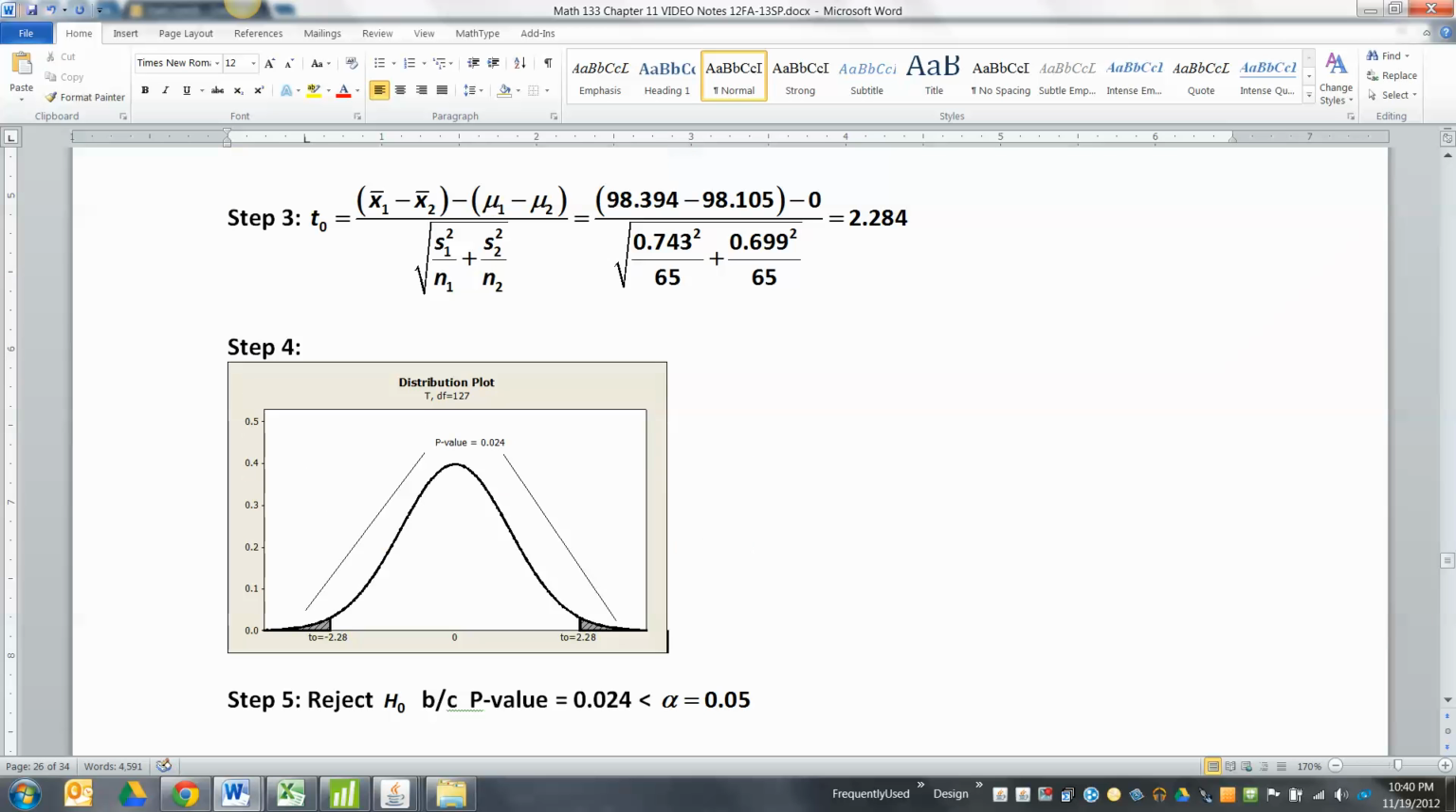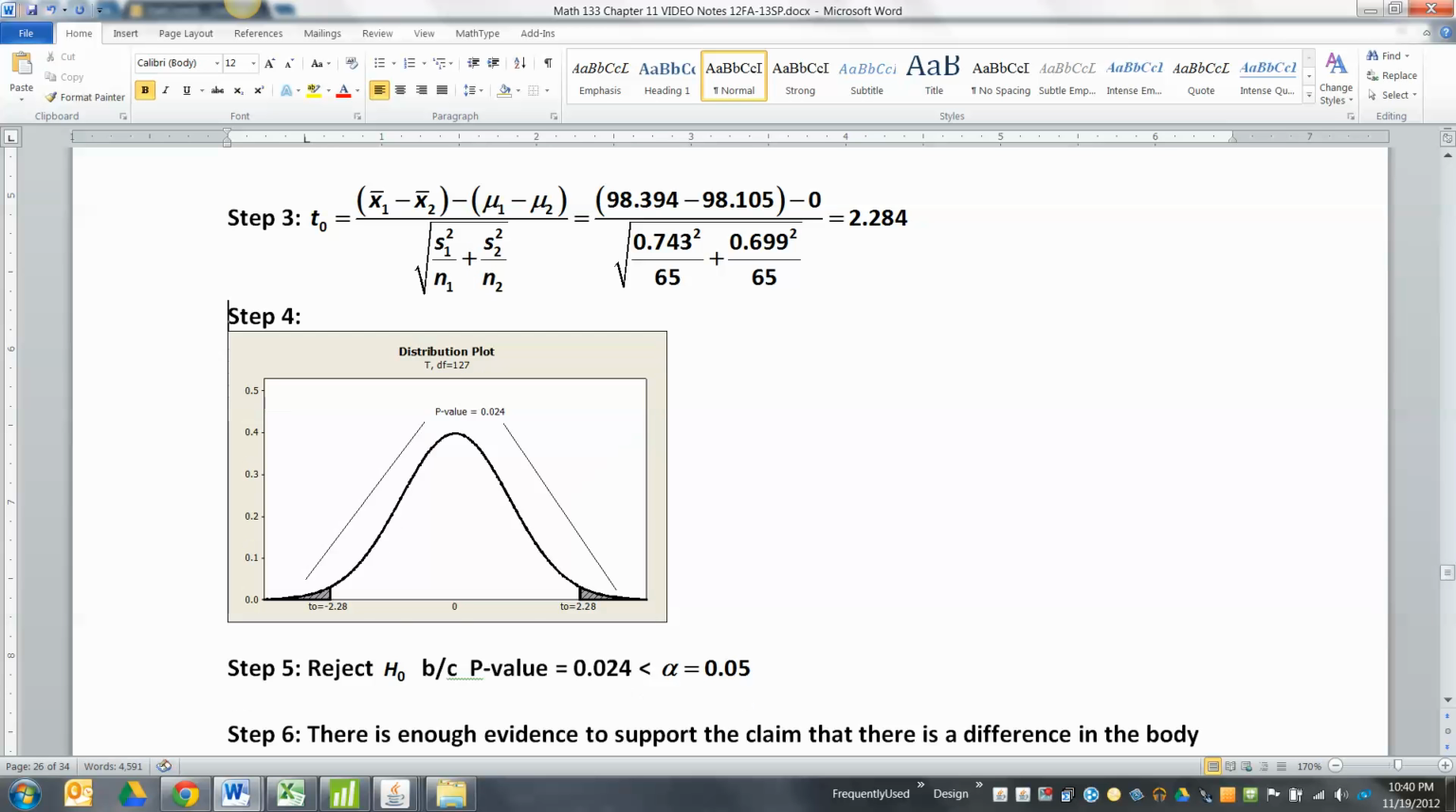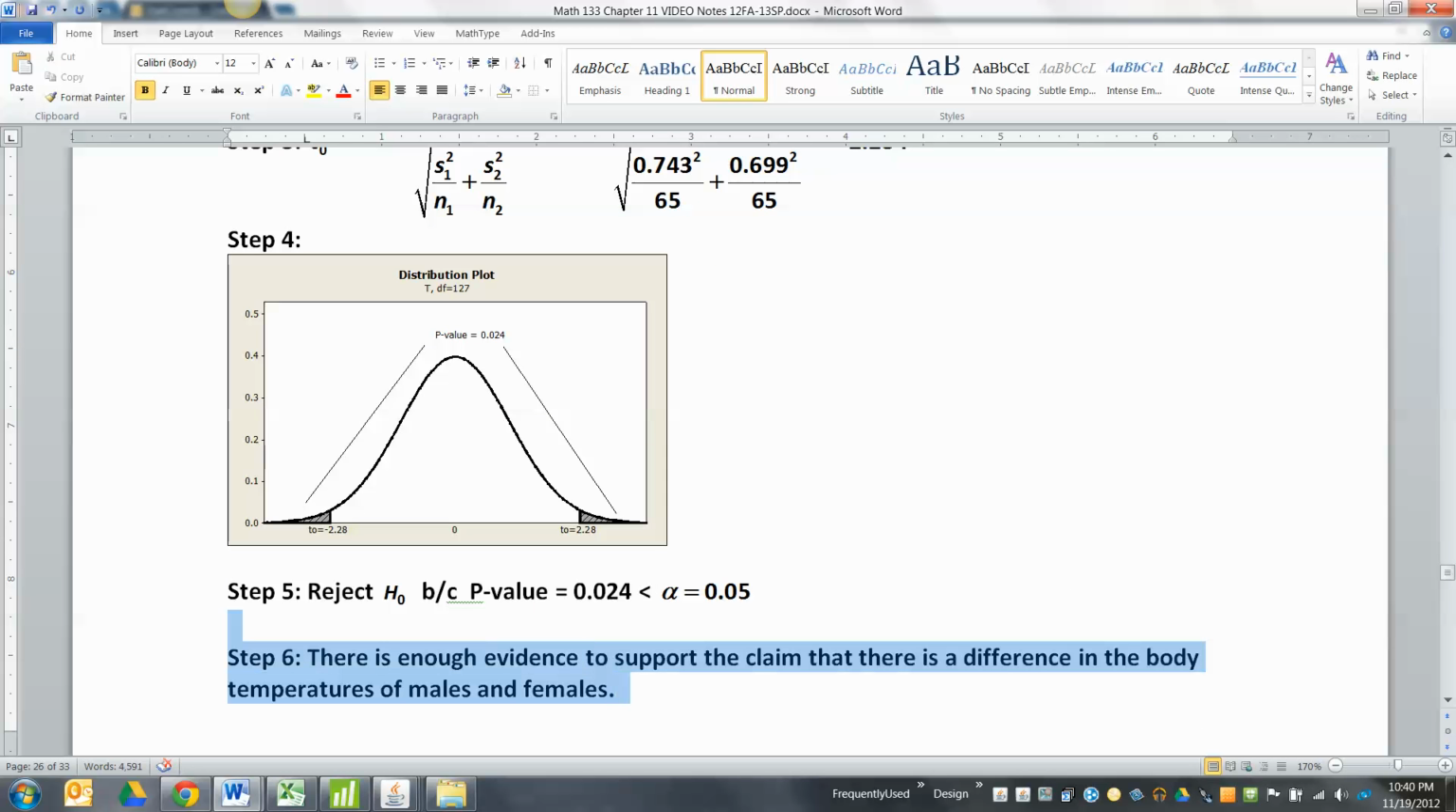All right, so then we would reject the null hypothesis, right? Because that p-value, which is 0.024, is less than alpha. Which means there is enough evidence to support the claim that there is a difference in body temperatures of males and females. Don't know if you knew that, but men and women tend to be slightly different in body temperature. Not by a lot, but a little bit.